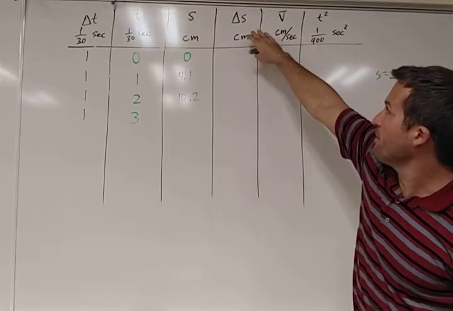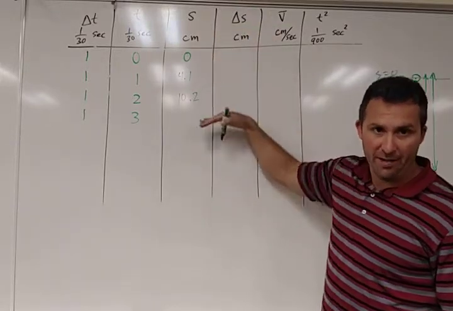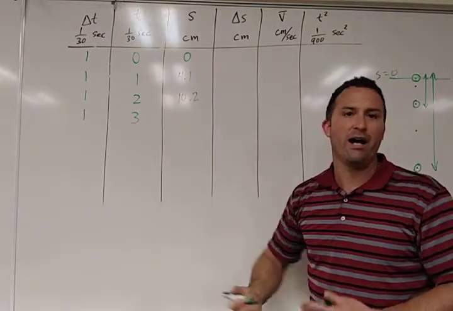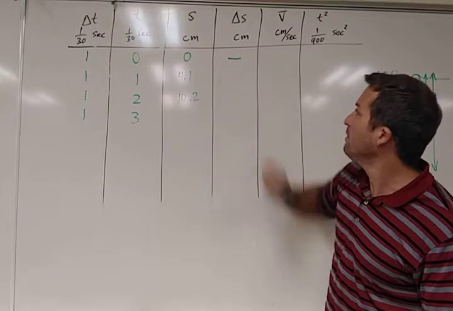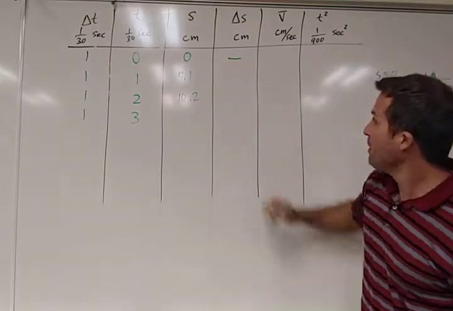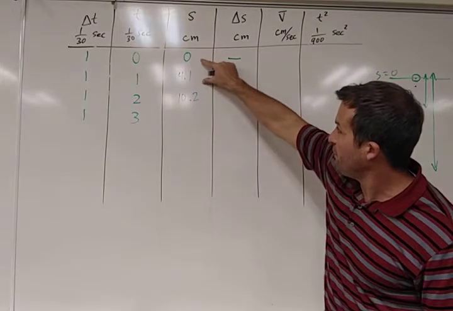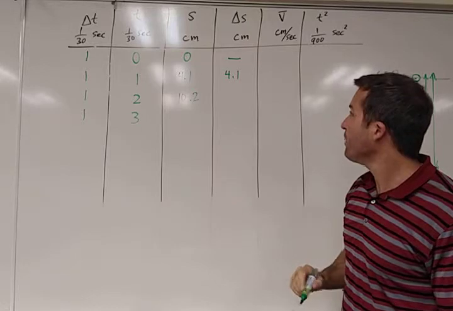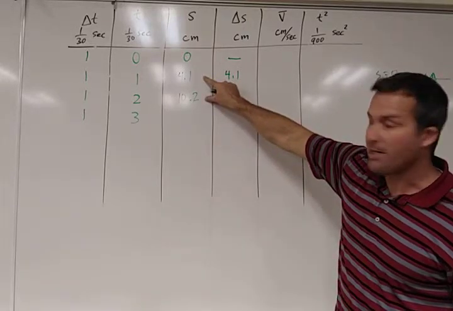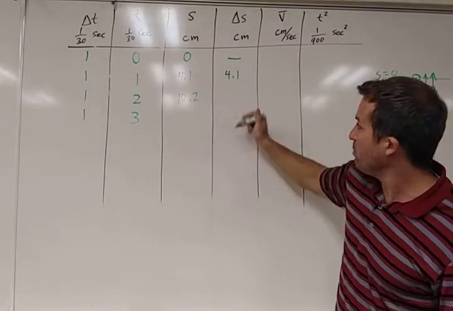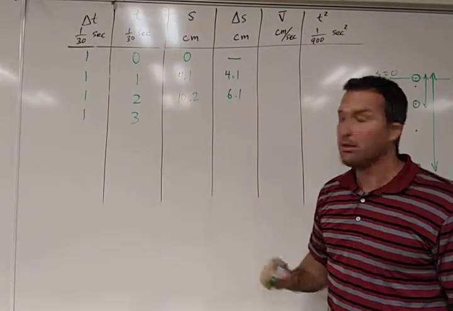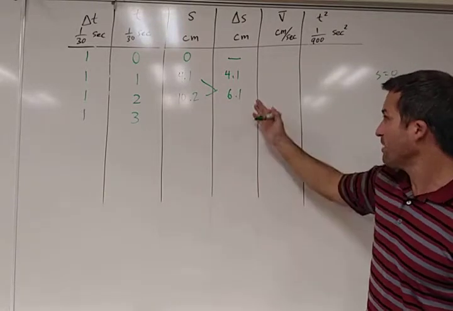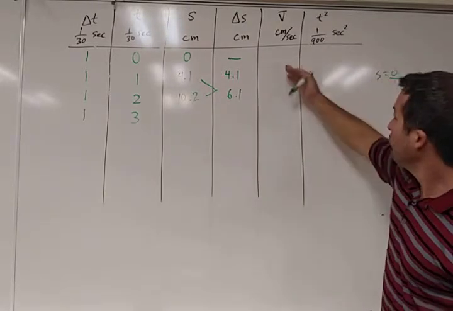Now next, what is this? This is the change in position during each time interval. At time 0, a time interval hasn't gone by, so there hasn't been any change in position, and we can just cross that out. What's the change in position during this first time interval? That's actually going to be 4.1 centimeters. The change in position during the next time interval is going to be the difference between these two numbers, in other words, 6.1 centimeters, etc.